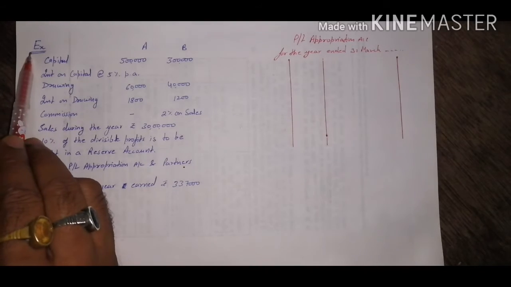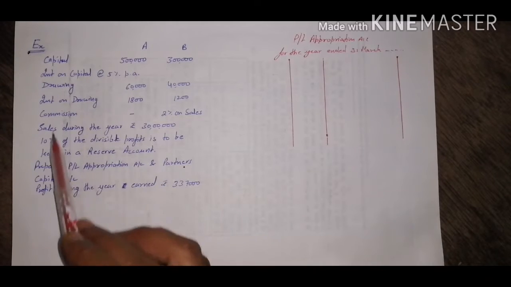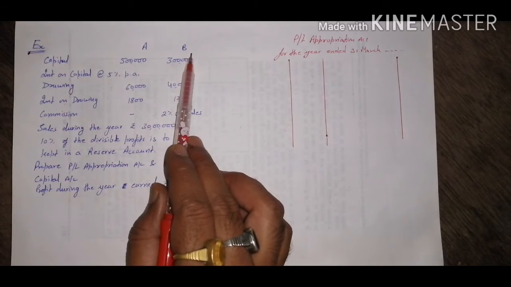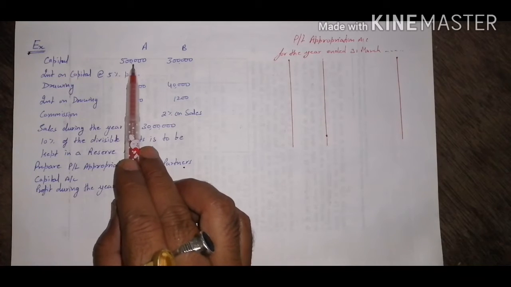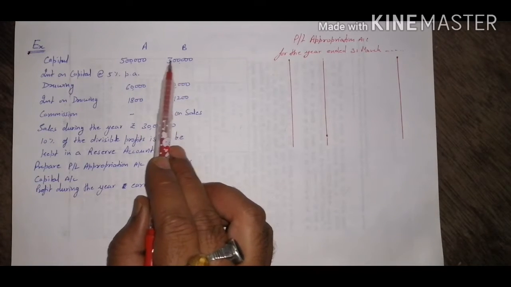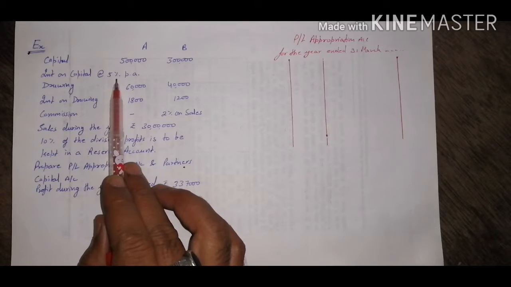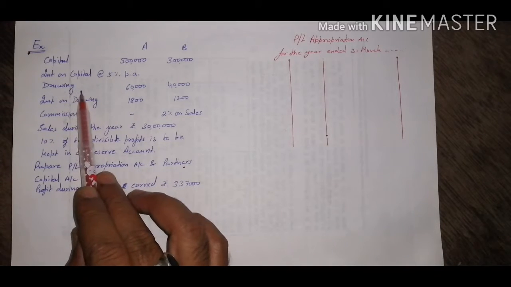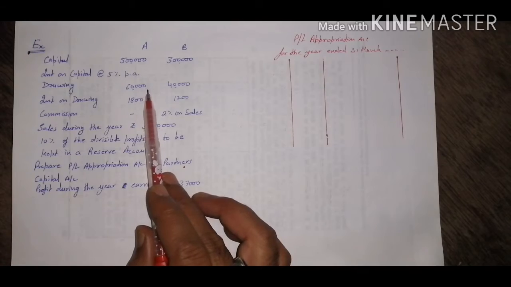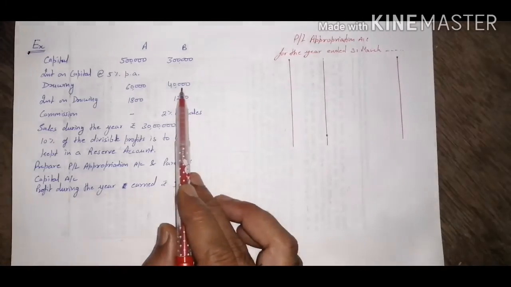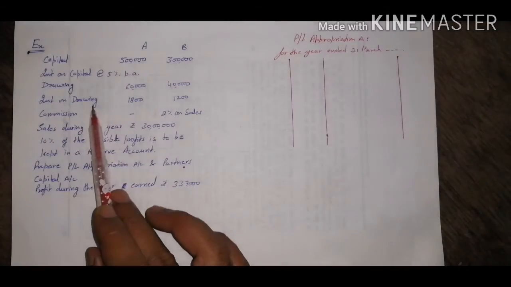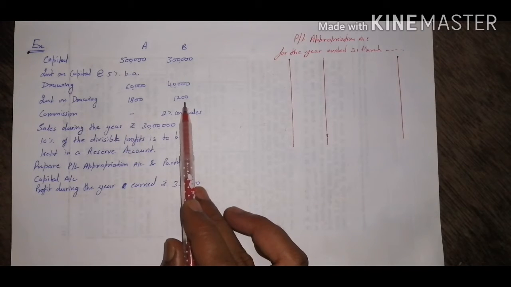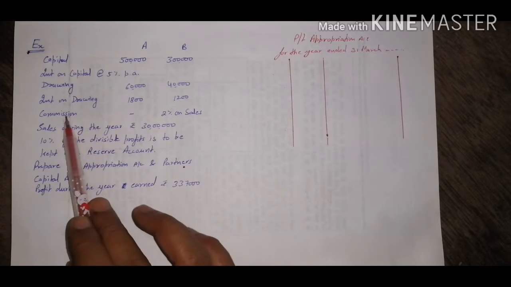Let's take another example. The question is summarized as follows. A and B are partners in a firm. Their capital is rupees 5 lakh and 3 lakh. Interest on capital is provided at the rate of 5% per annum. Drawings during the year: A drew rupees 60,000 and B drew rupees 40,000. Interest on drawings: A 1,800 and B rupees 1,200.